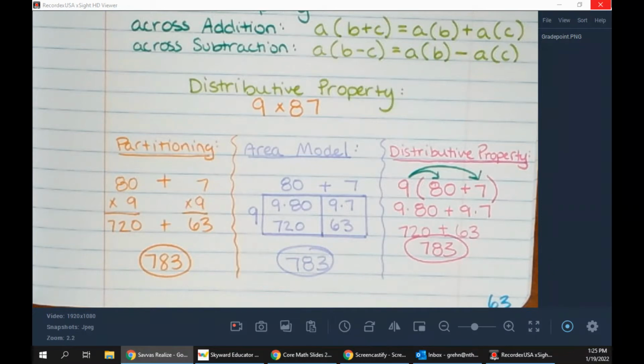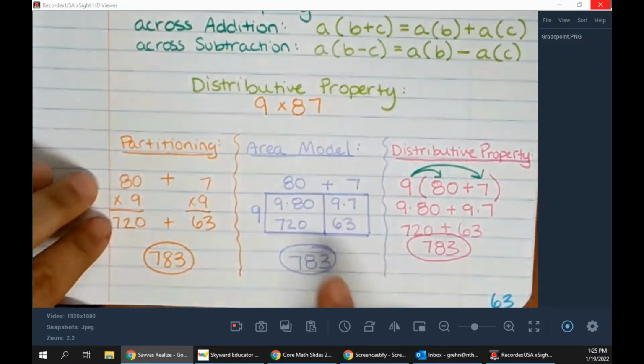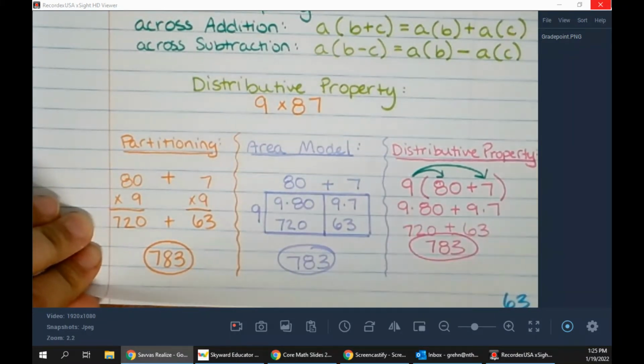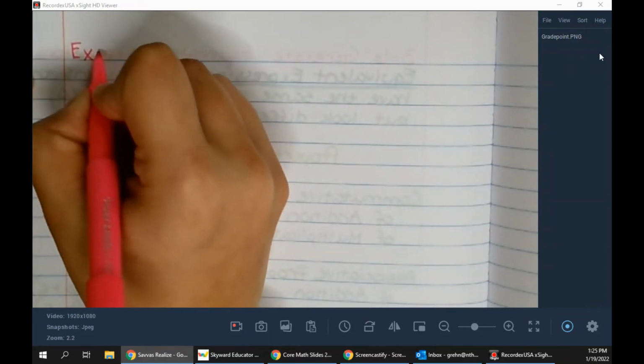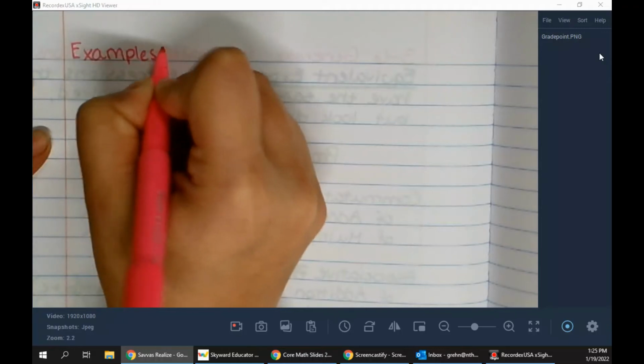So what we're going to do now is look at some examples, and we're going to use both the area model and the distributive property to compare them. So I'm going to turn over to the next page. And we'll label this examples. And so now we're going to look at some examples that have variables.